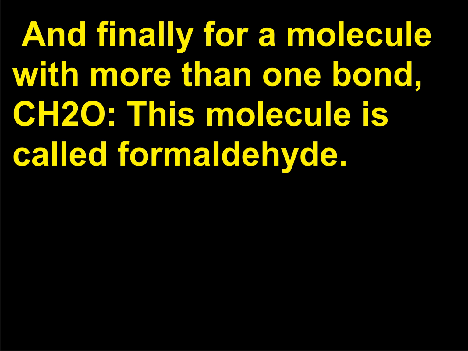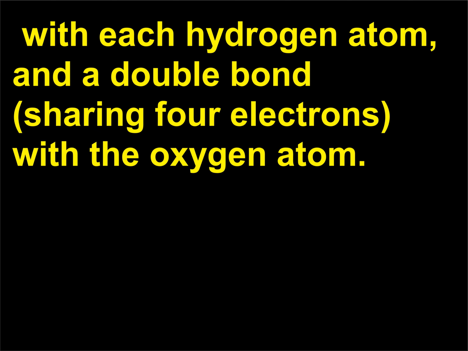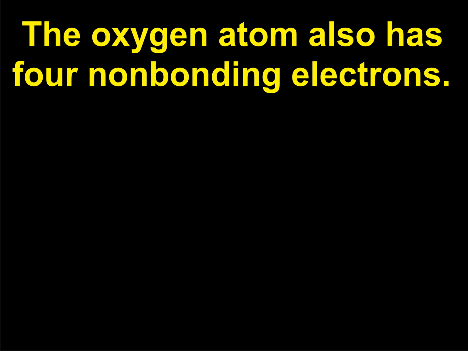And finally, for a molecule with more than one bond, CH2O, this molecule is called formaldehyde. The Lewis structure shows us that the carbon is involved in a single bond, sharing two electrons with each hydrogen atom, and a double bond, sharing four electrons, with the oxygen atom. The oxygen atom also has four non-bonding electrons.